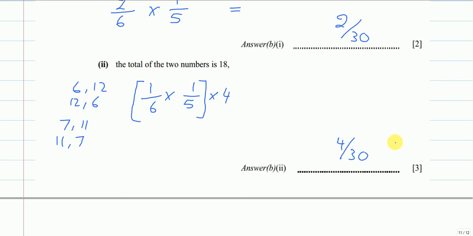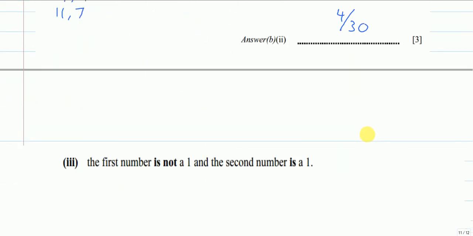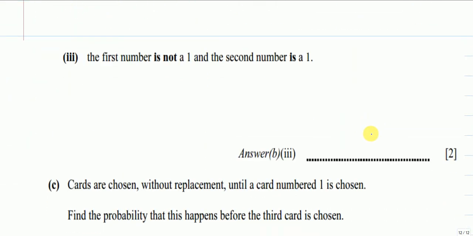Okay, now let me go to the next part, which is part 3. The first number is not a 1 and the second number is a 1. So the first number is not a 1: we have 2 ones, the other 4 are not ones, so I will have 4 out of the 6 is not 1, but the second one is a 1. I have 2 ones still there, so this will be my probability, so it will be 8/30.